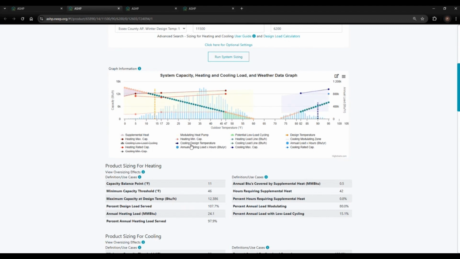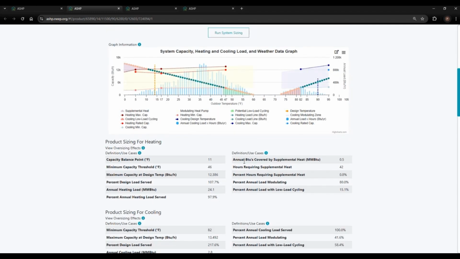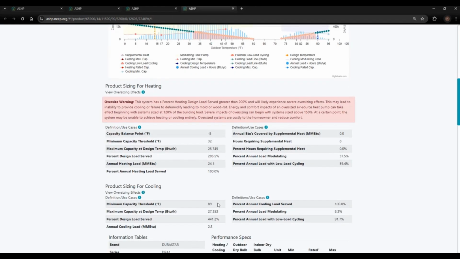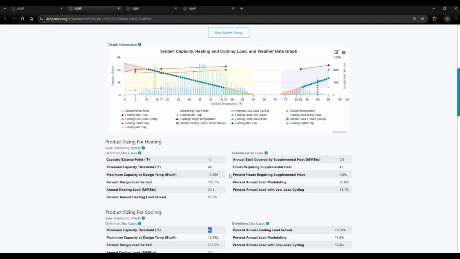We can see that the selected piece of equipment has a relatively small cooling low load cycling zone. The cooling minimum capacity crosses the cooling load line at the minimum capacity threshold of 82 degrees Fahrenheit, relative to our oversized piece of equipment, which crossed the minimum capacity threshold at 89 degrees Fahrenheit. That means this heat pump will modulate for more hours than the larger piece of equipment.